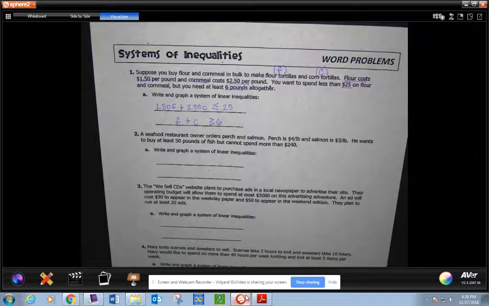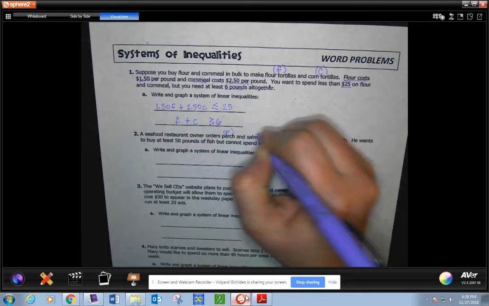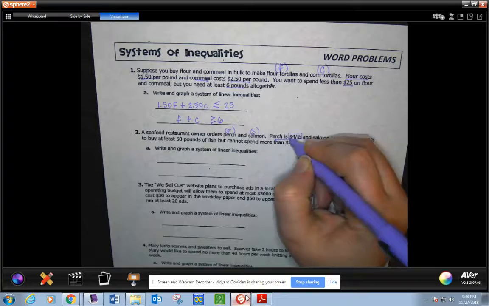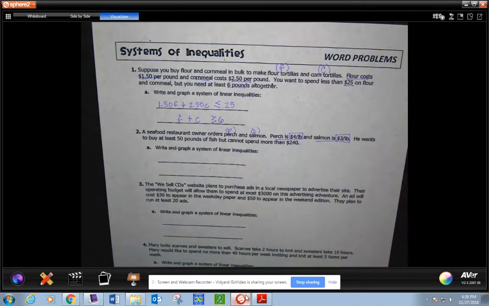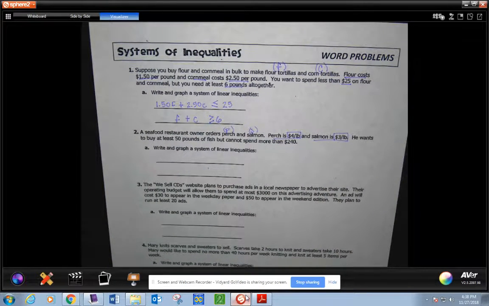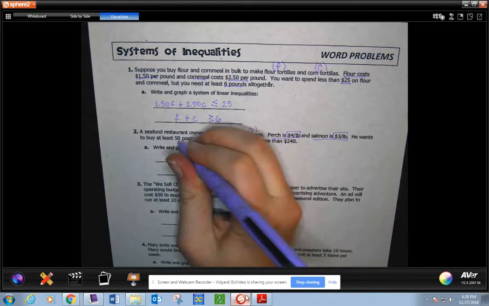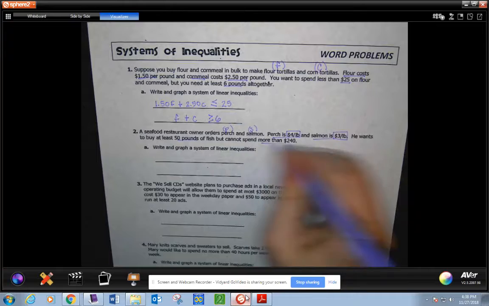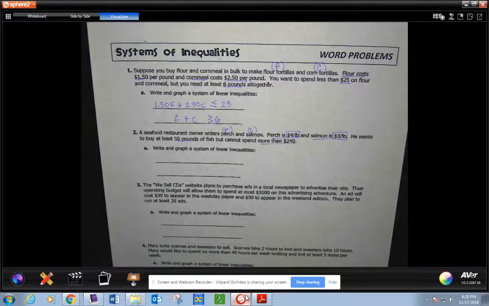Okay, for number 2, a seafood restaurant owner orders perch and salmon. Okay, so we are talking about perch. We are talking about salmon. Okay, perch is $4 per pound and salmon is $3 per pound. He wants to buy at least 50 pounds of fish and he cannot spend more than $240.